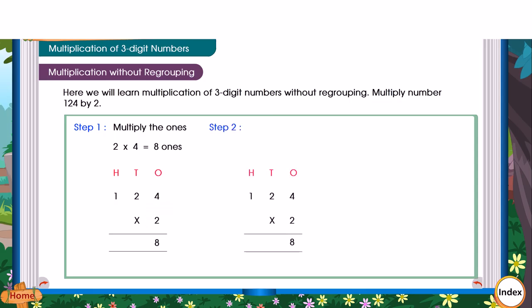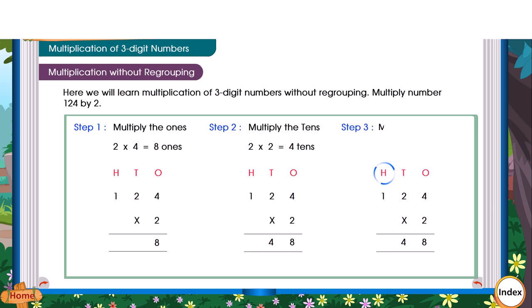Step 2. Multiply the tens. 2 into 2 is equal to 4 tens. Step 3. Multiply the hundreds. 1 into 2 is equal to 2 hundreds. Answer. Product of 124 and 2 is 248.